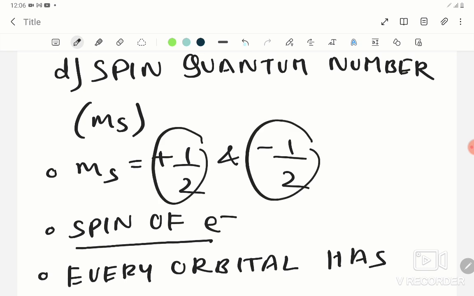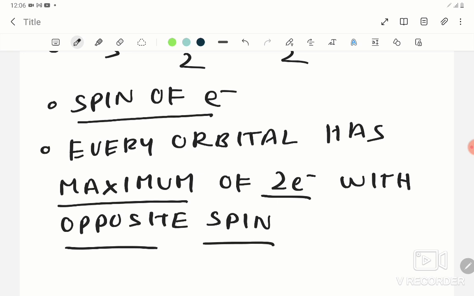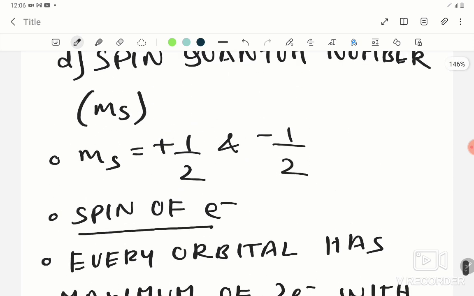There are only two values because of Pauli's exclusion principle, which states that every orbital can have a maximum of 2 electrons with opposite spin. This means inside an orbital there will be a maximum of 2 electrons. One will be spinning clockwise and the other will be spinning anti-clockwise.